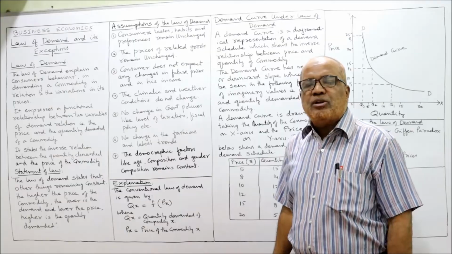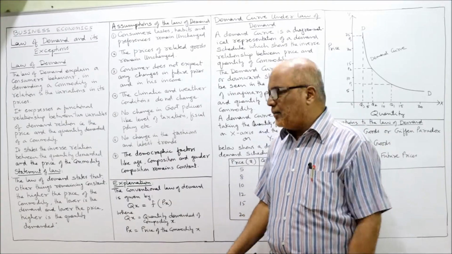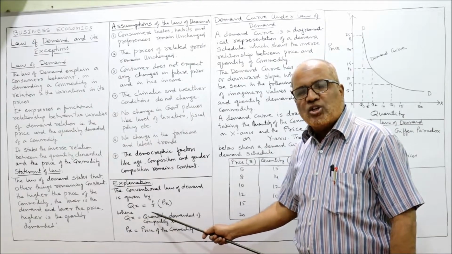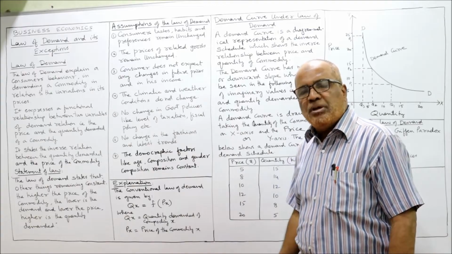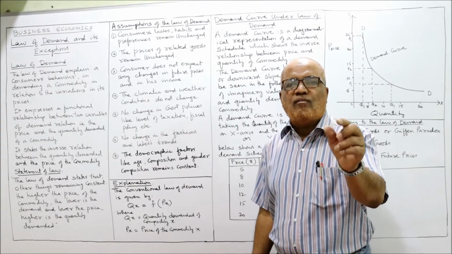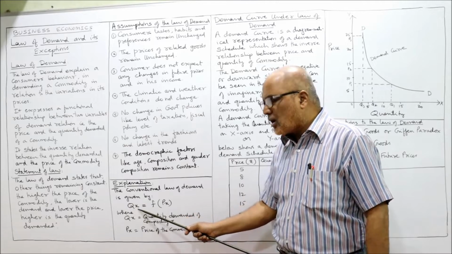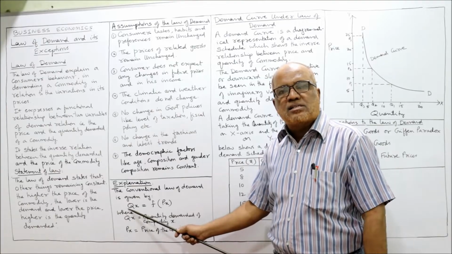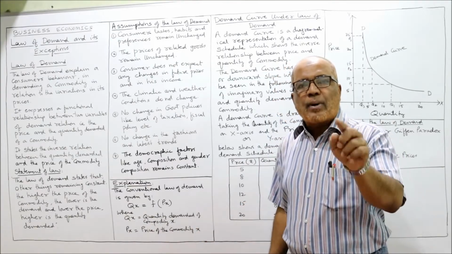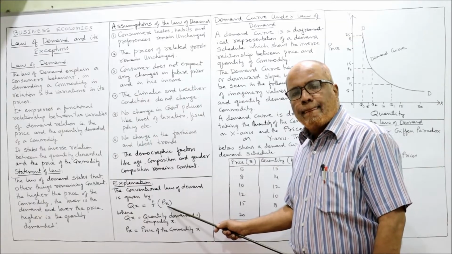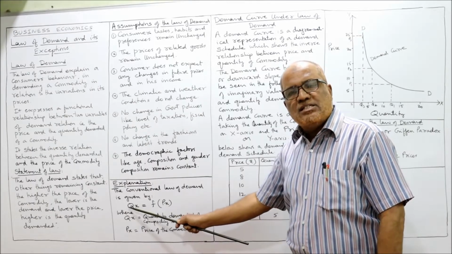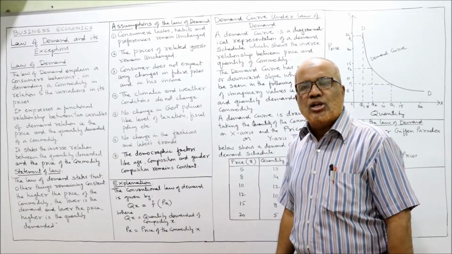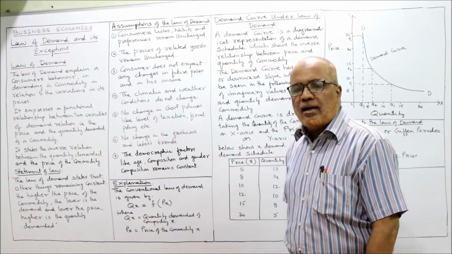Mathematically, the function between these two variables, price and demand. The conventional law of demand is given by Qx = f(Px). Qx means the quantity demanded of commodity X. X stands for the commodity name. The quantity demanded of commodity X is a function of the price of commodity X. That means the demand of X depends on the price of X. This is the mathematical relationship between quantity demanded and price.